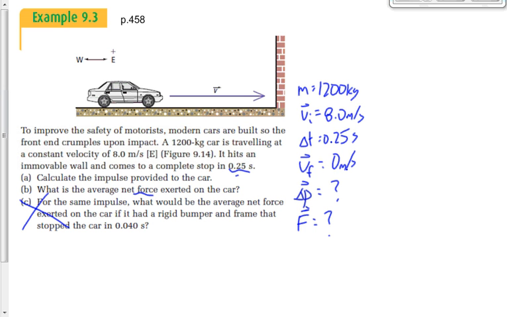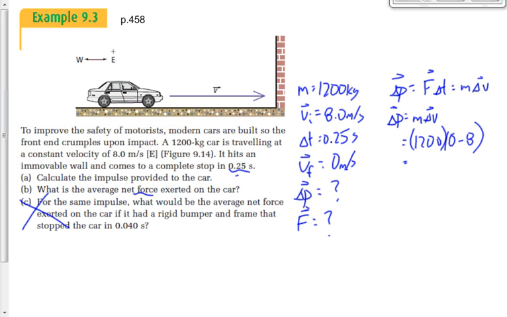All right, let's say delta P is equal to F times delta T is equal to m times delta v. The three parts of that equation. We've got m, vi, vf. Let's use this part. Delta P is equal to m times delta v. We'll skip the F times delta T at least for now. m is 1,200 kilograms. Delta v is, be careful with this, 0 minus 8, not 8 minus 0. Final minus initial. 1,200 times negative 8 is negative 9,600. Or negative 9.6 times 10 to the 3.